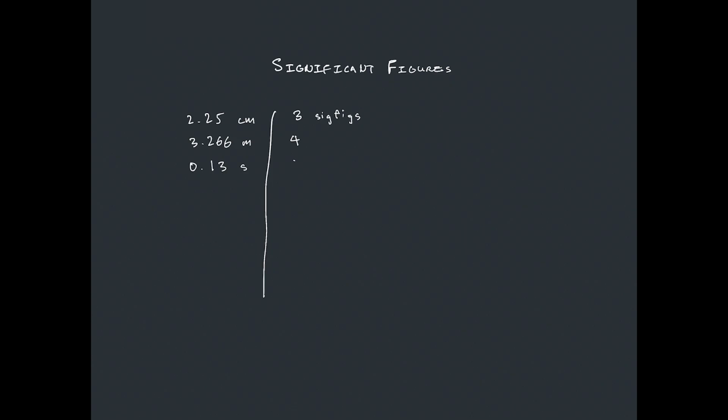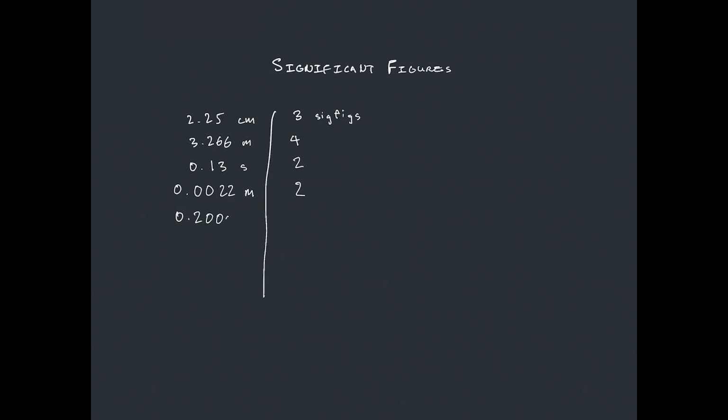But what about 0.13 seconds? Well, leading zeros never count. Leading zeros are the zeros in front of a number. They only serve sort of an aesthetic purpose. So we only have 2 significant figures here, the 1 and the 3. And similarly, if we have 0.0022 meters, then we only have 2 significant figures because leading zeros don't count towards the number of significant figures.